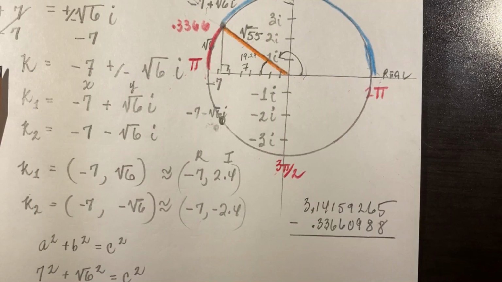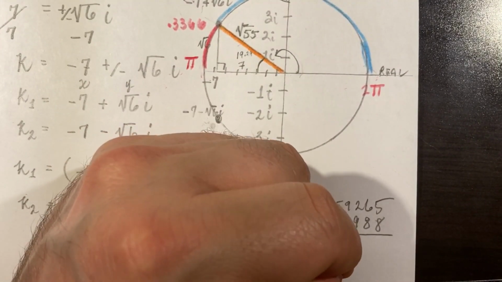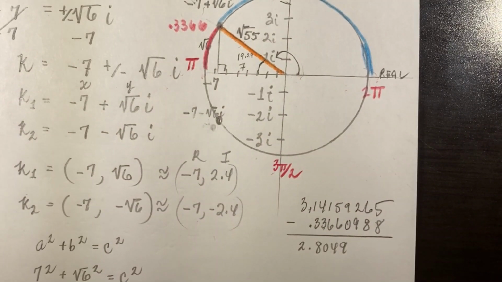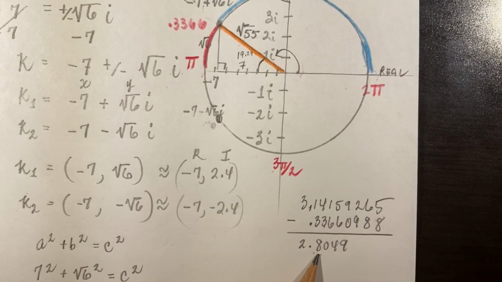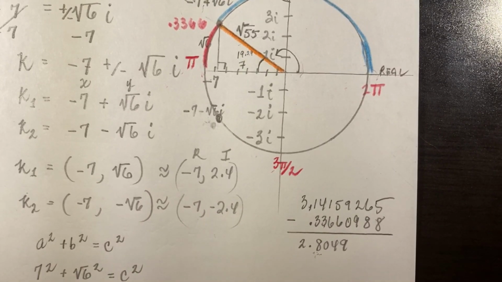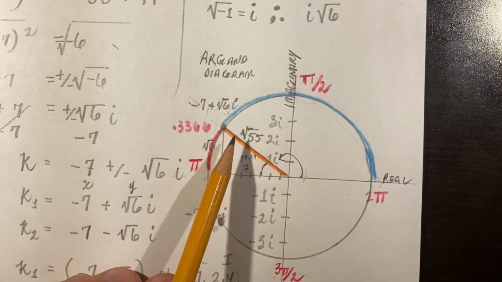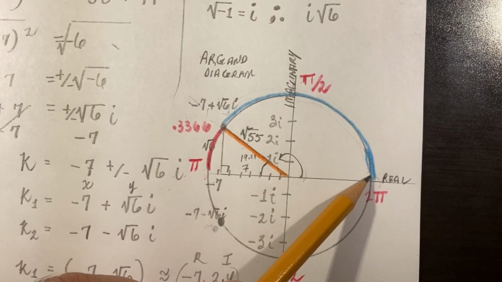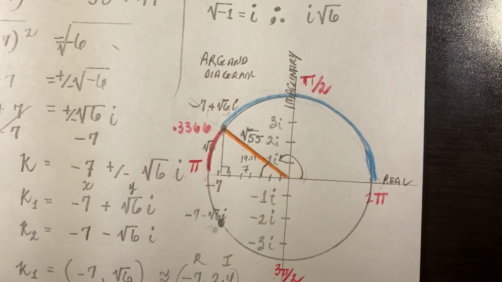2.8049. And that corresponded to 160 degrees. Now, what this 2.8049 is, is the arc measure from the starting point counterclockwise all the way to here, 2.8049 radians.